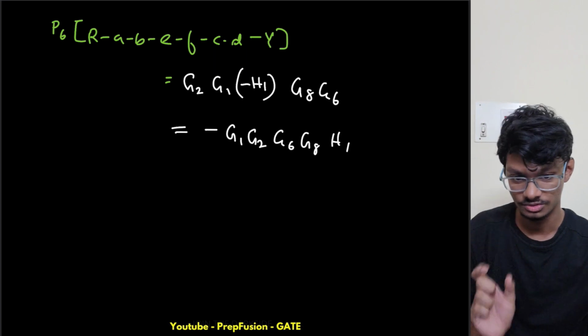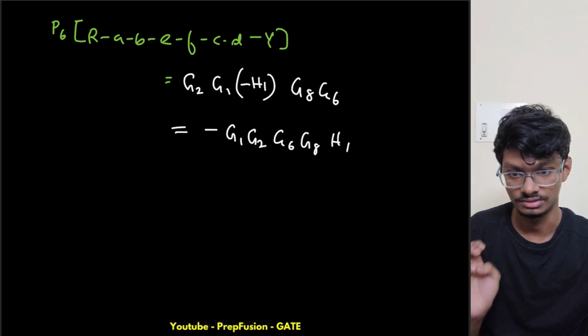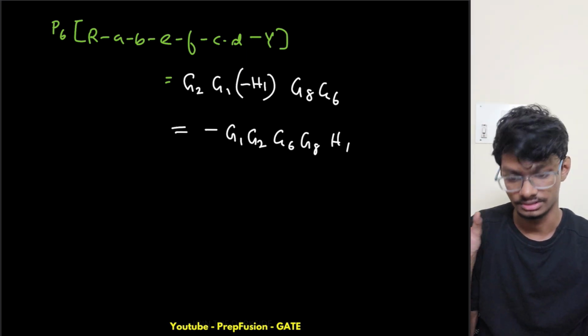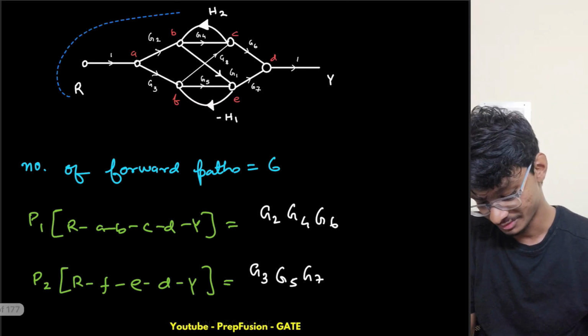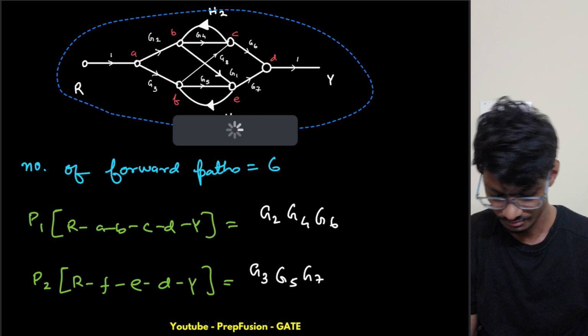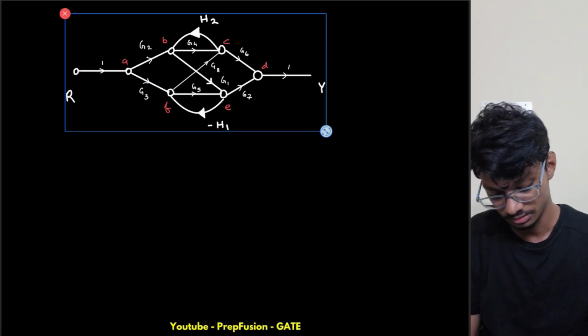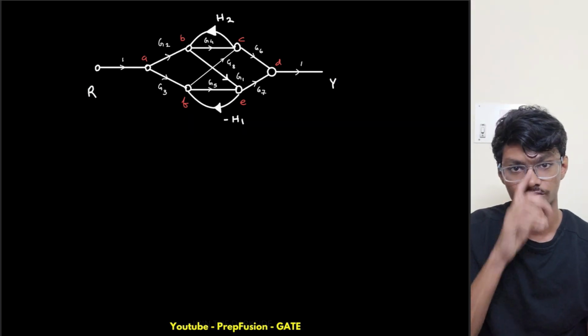This one is G1 G2 G6 G8 times minus H1. So what I will do is find the individual loop gains, right? How many loops are there? Finding loops is difficult in this, okay? This question is lengthy anyway. You solve it by yourself, how many loops are there. So pause the video and solve it by yourself.